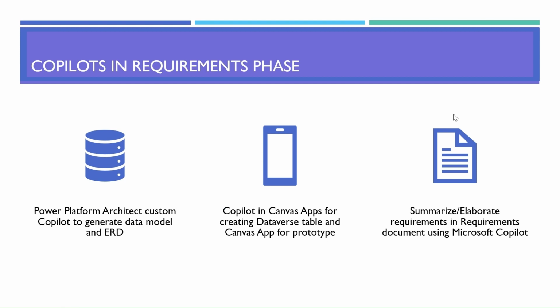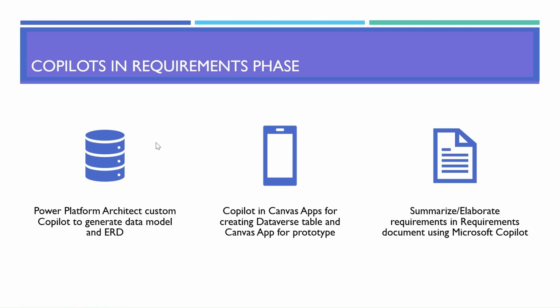So let's start with the requirements phase. In the requirements phase, these are a few tools we can use. So we can use a Power Platform Architect. This is a custom copilot which we can use to generate a data model and ERD. I'll be showing it in a bit.